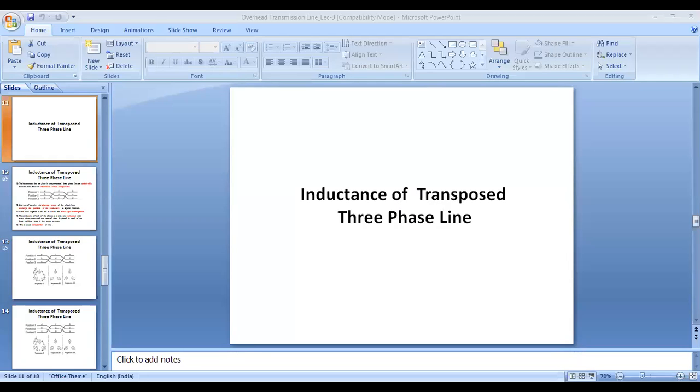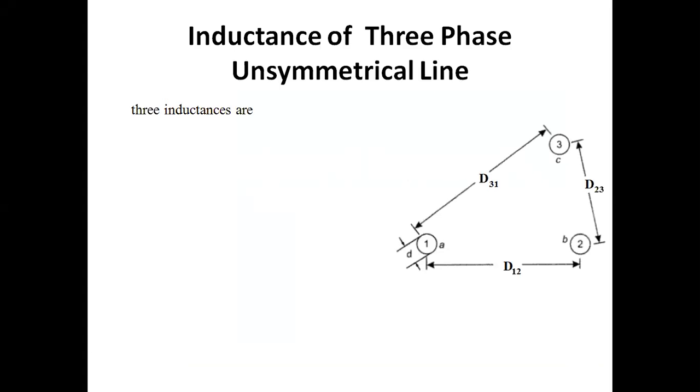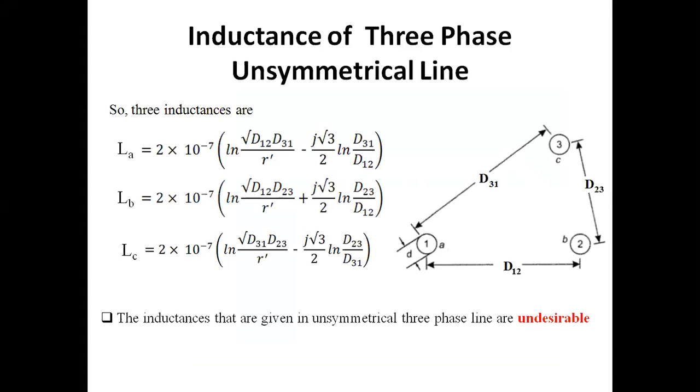In an unsymmetrical three-phase line, we see that the three inductances LA, LB and LC are not equal because of the different distances D12, D23 and D31. These are different values, different distances. So these three inductances are not equal, and so this is an unsymmetrical line.